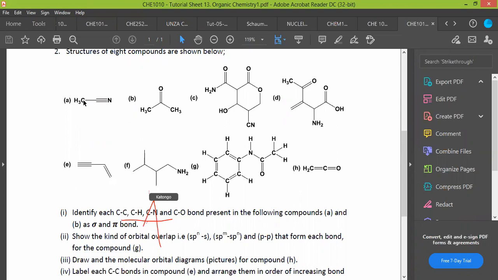Okay, so for this end here, Katongo, you have started denting my board.